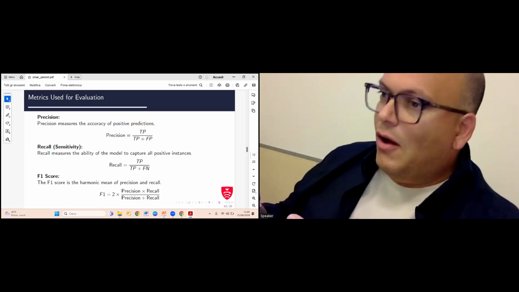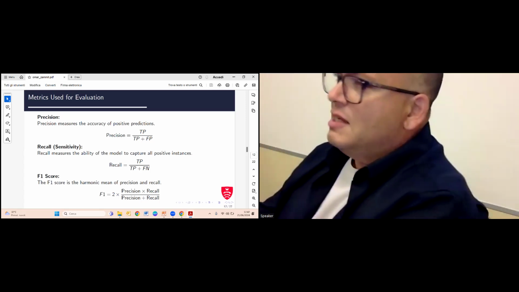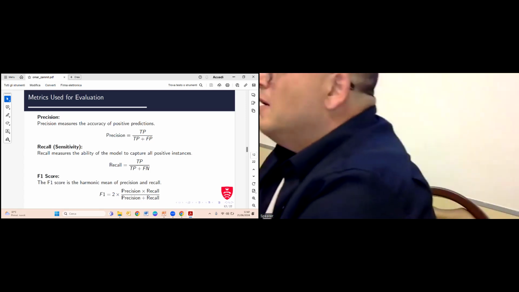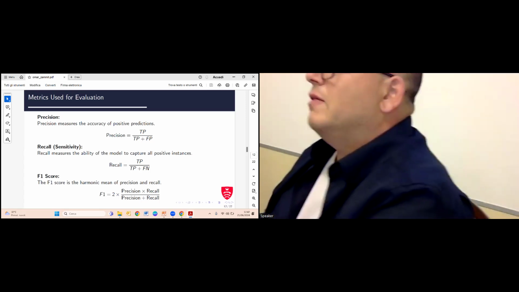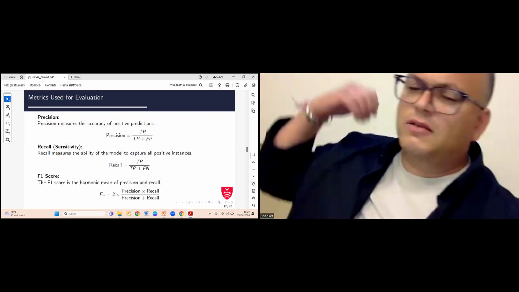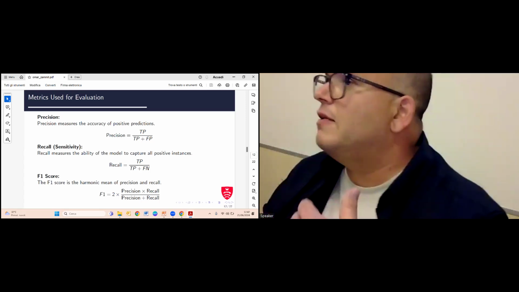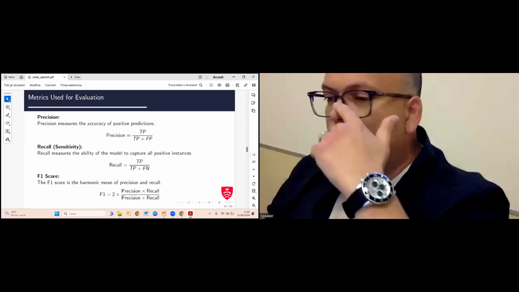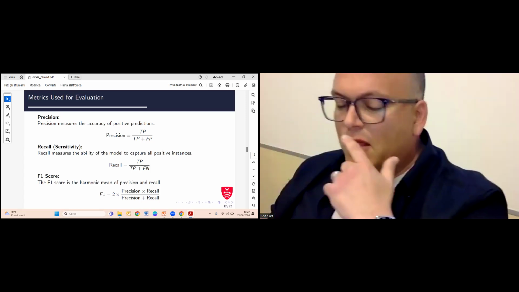So, all right, you predicted this as A. Is it really A? Or you predicted this as B, but is it really B? So these three equations basically take care of that. So that is the approach that we took to determine the best three.